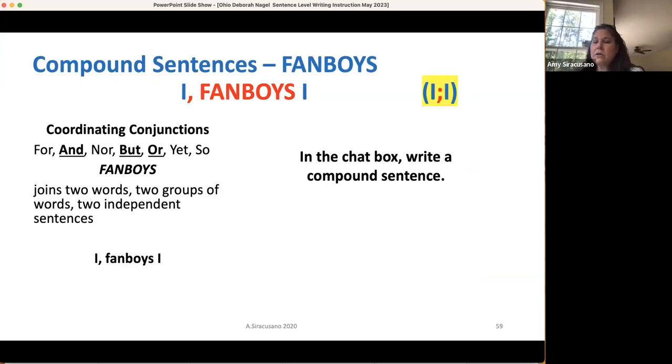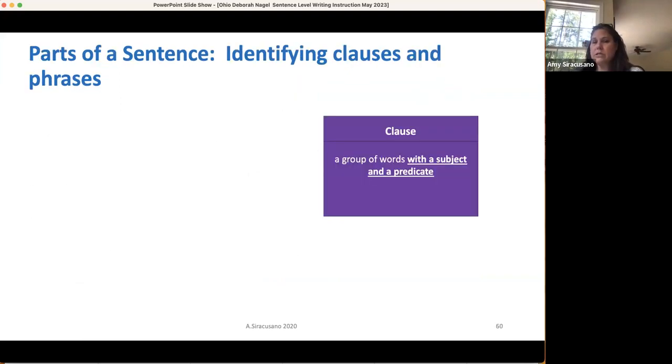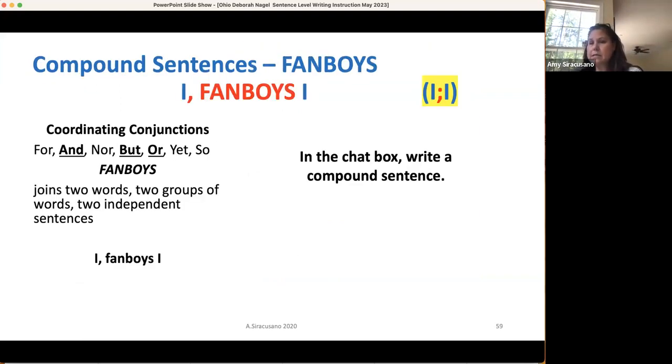All right. How do you guys feel about FISTA 5? I don't know how much you want me to go into compound complex sentences, or do you want me to get to the instructional approach?